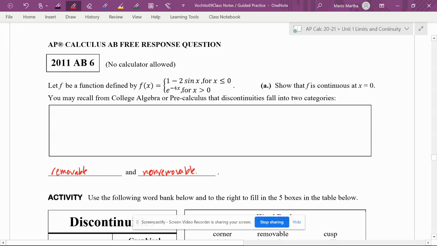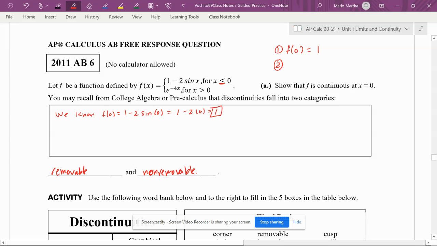Let's see if this function is continuous. We know that f of 0, if we plug it in, goes into the top function because that's the one that has the equals part. So we're looking at 1 minus 2 sine of 0. Sine of 0 is 0, so this is equal to positive 1. Condition number 1: f of c, which in this case is f of 0, is equal to 1.